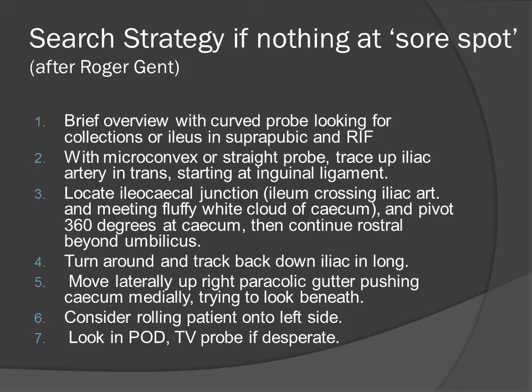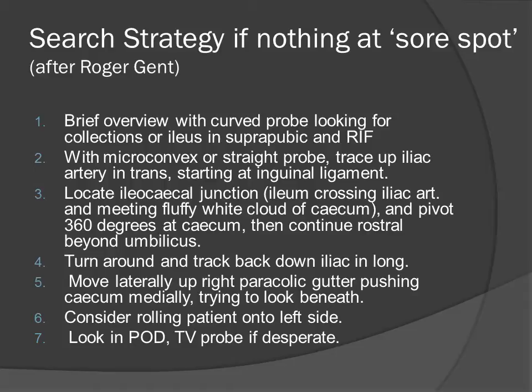So if you can't find an immediately inflamed appendix, it's good to have a search strategy. One that I heard at the ASA conference a couple of years ago by Roger Gent seemed the most authoritative. I myself like to use a curved probe for the overview and then move to the straight probe to areas of suspicion. However, Roger Gent recommends the microconvex probe. He suggests that you start very low in transverse on the iliac artery, move rostrally up the iliac artery until you see the first portion of small bowel crossing across the iliac artery, which should be the terminal ileum.